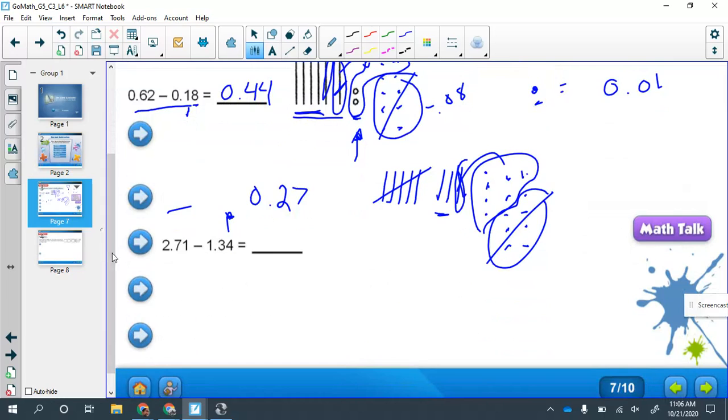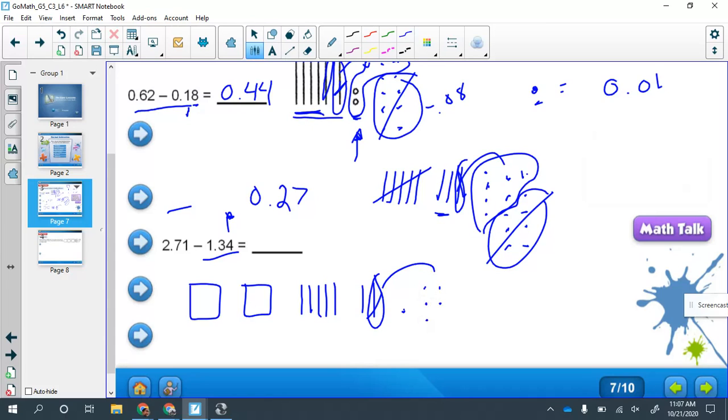So here's a problem, and these numbers are greater than 1. So we're going to do them in a really similar way. We're going to start by drawing the ones place. Here we have 2 ones, and we have 1, 2, 3, 4, 5, 6, 7 tenths, and of course 1/100th. I'm going to subtract from that 1 and 34 hundredths. Again, I need to do some regrouping. So I have 1, 2, 3, 4, 5, 6, 7, 8, 9, 10. I'm going to take 4 of those away. So now I have dealt with my hundredths place.